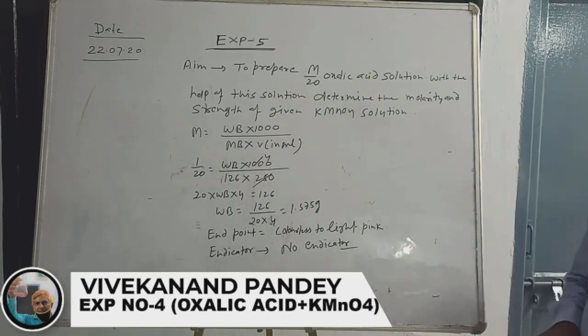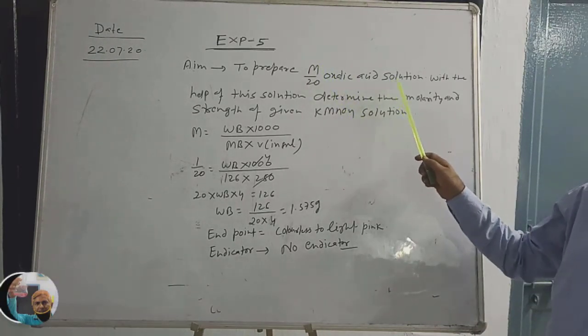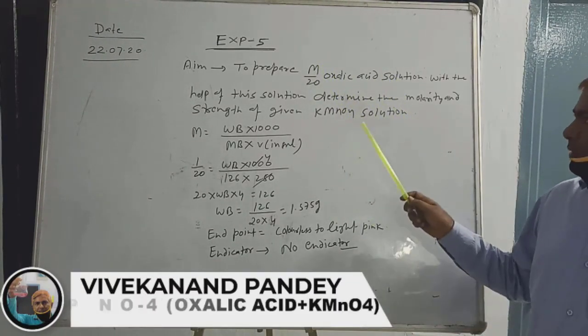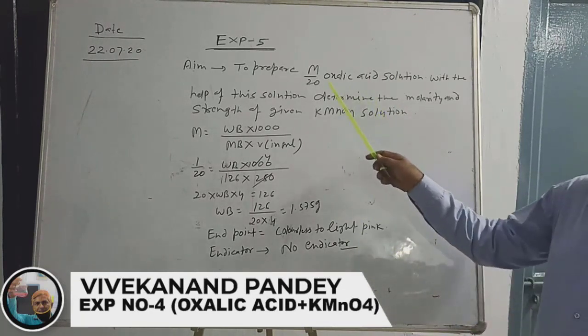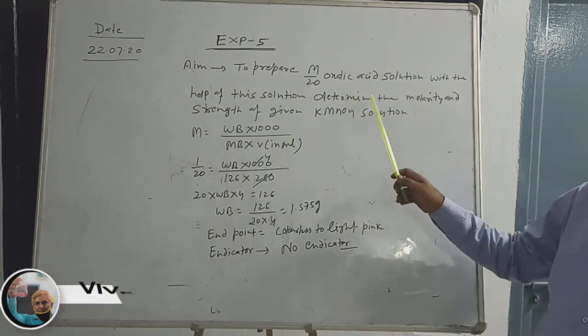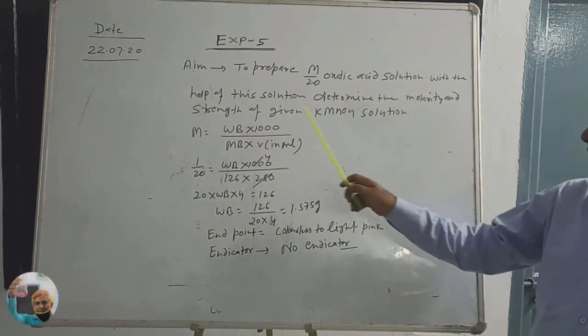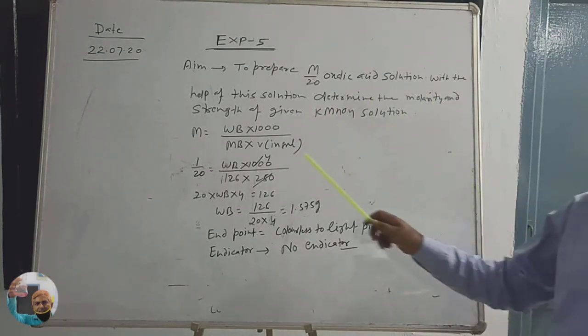In experiment number 4 it was M/10 oxalic acid solution. Now today I am going to change the strength of oxalic acid. With the help of this solution, determine the molarity and strength of the given chemical solution. The process is the same, the formula is the same.